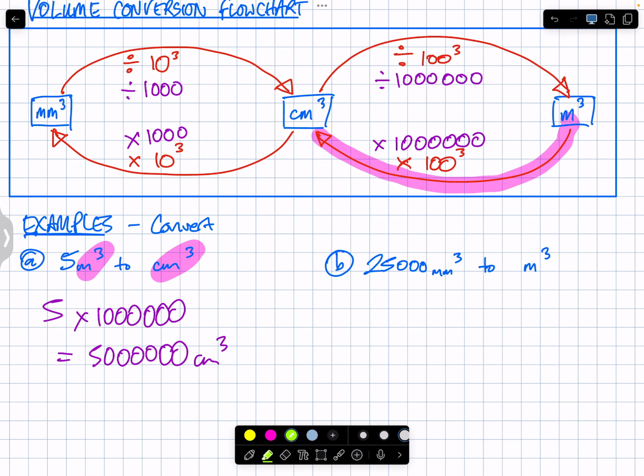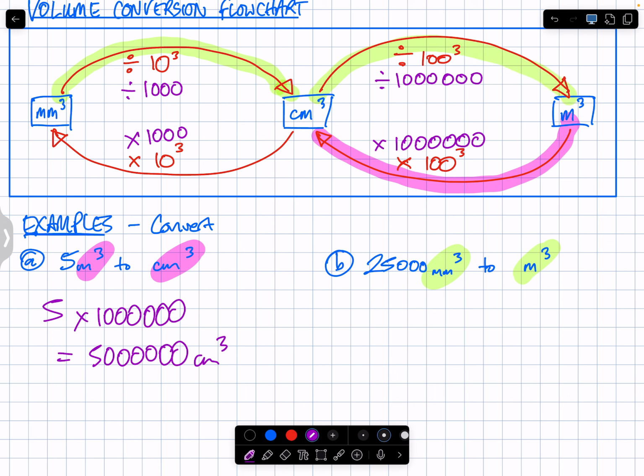I'll do my arrows in green for this second one here. The second example, I'm converting cubic millimeters to cubic meters. Is there only one arrow that I need to do for that? Is there one arrow that gets me from cubic mils to cubic meters? There's 2 steps. Which are they? Dividing. Good. Dividing. Both of them? Yeah. Yep. So our mate over at the back there says that we need to do the 2 dividing ones.